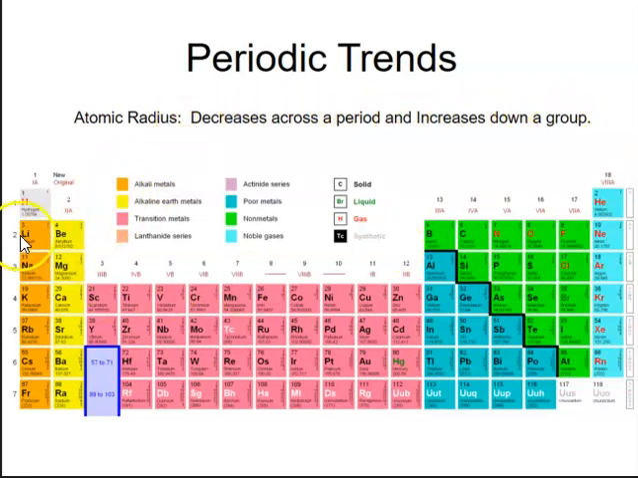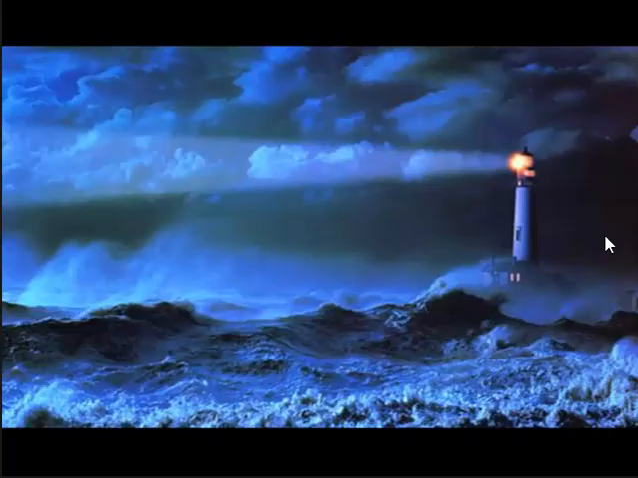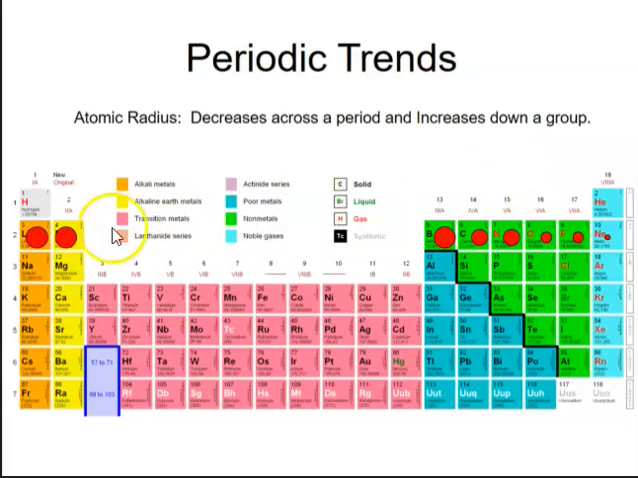When I say it decreases going across a period, that means as they go from lithium to beryllium to boron, carbon, nitrogen, and so on, the atoms are getting smaller and smaller. It's like neon is the light in a lighthouse, shining out over the stormy sea. It's big on this side, and you get smaller and smaller as you go across the periodic table.